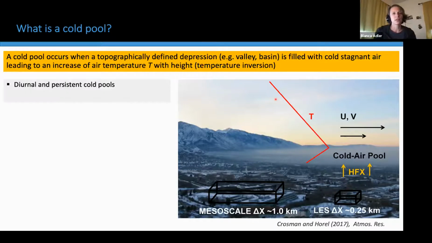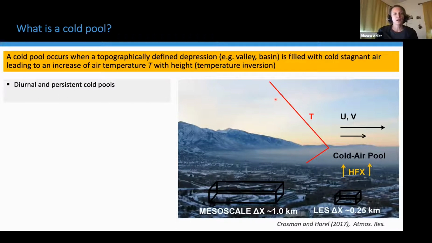In general, there are two types of cold pools. There are diurnal cold pools, which develop under fair weather conditions during the night, and then they decay after sunrise due to surface heating. They can occur all year round. Then on the other side, we have the persistent cold pools, which mainly form during winter time, and they may last for several consecutive days, as daytime heating during winter time is not sufficient to mix out the temperature inversion.